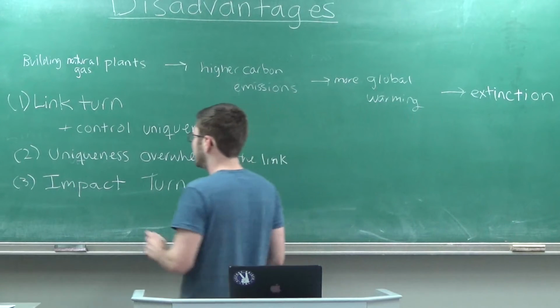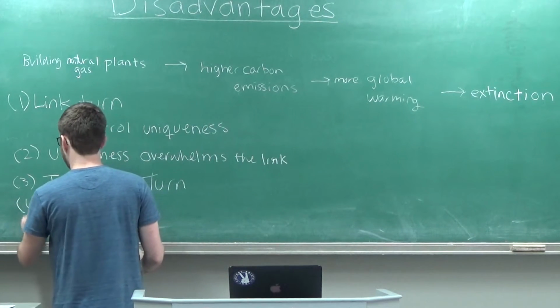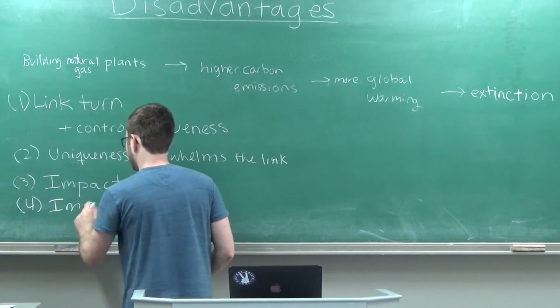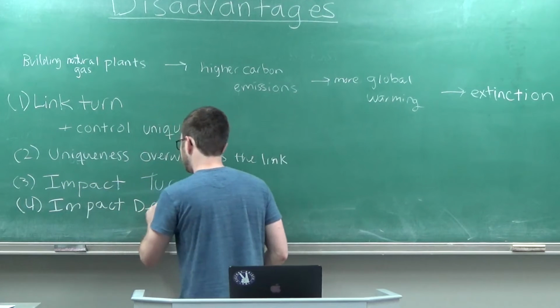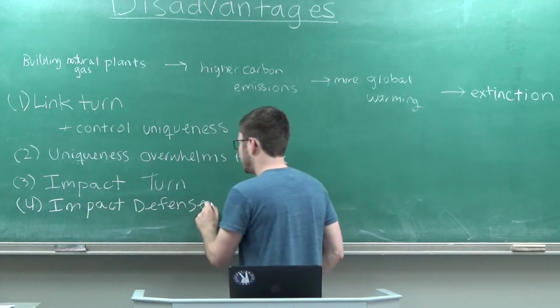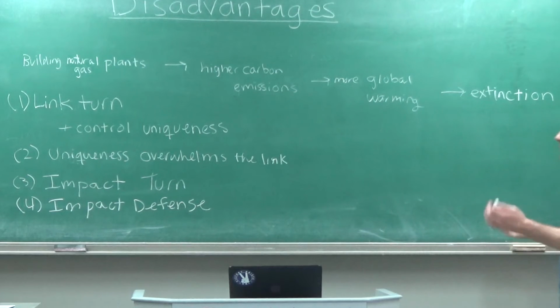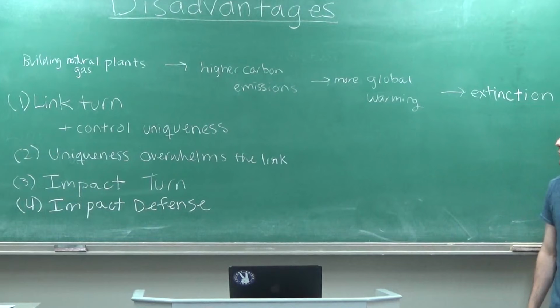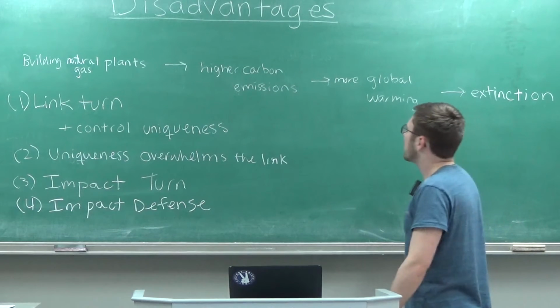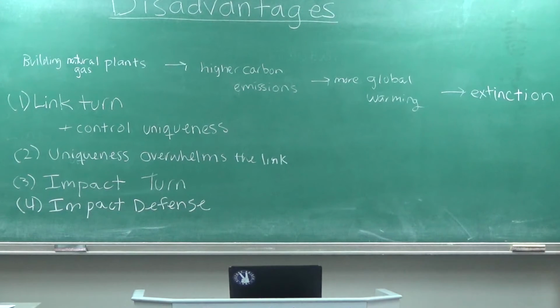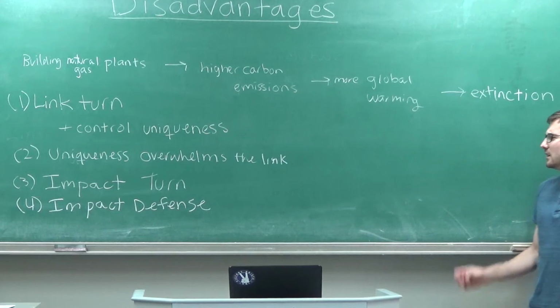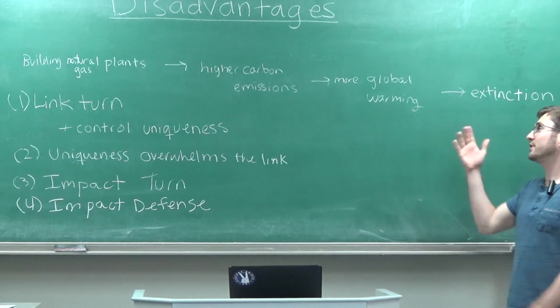A final strategy in answering disadvantages is impact defense. And this is just the standard argument that you'd make against a plan, against an advantage. If you don't have a turn, or if you don't have strong offensive responses, you would just say these impacts aren't actually that important. So global warming isn't actually that bad, doesn't lead to extinction that much, or higher carbon emissions actually don't lead to that much global warming, or rather, higher carbon emissions are actually not that bad.